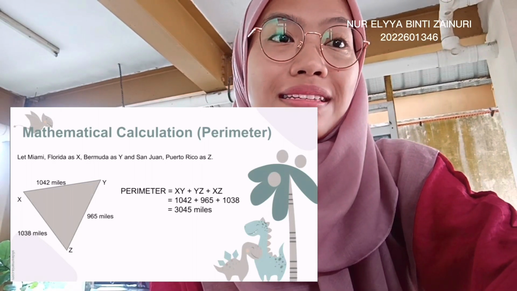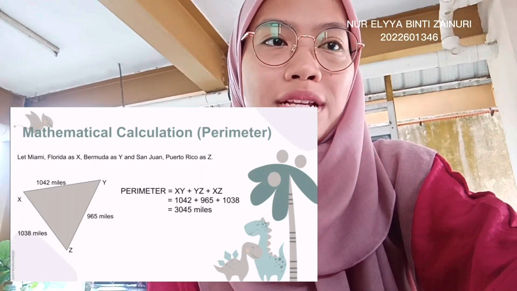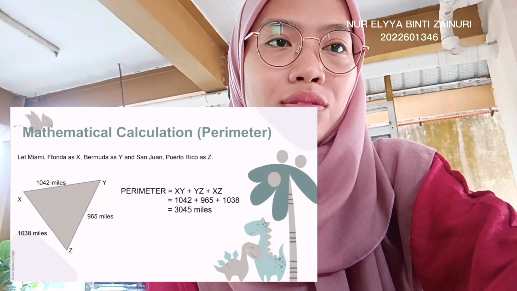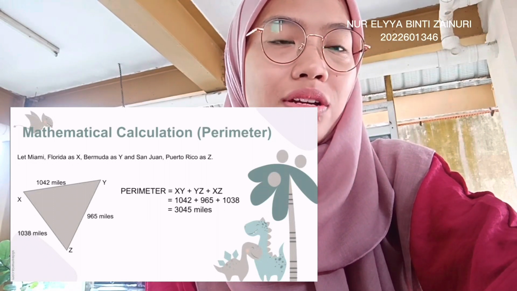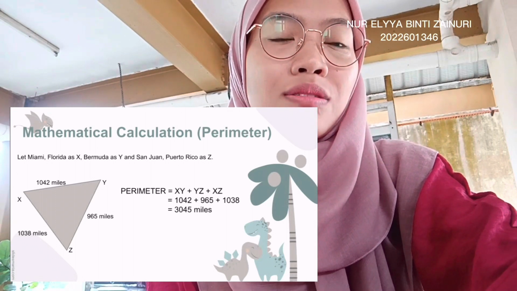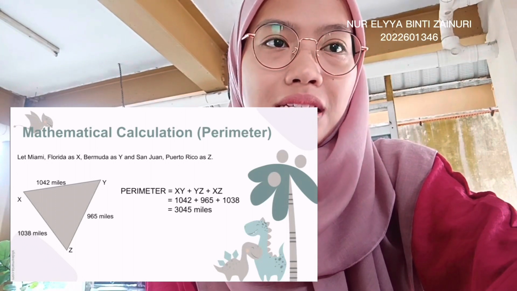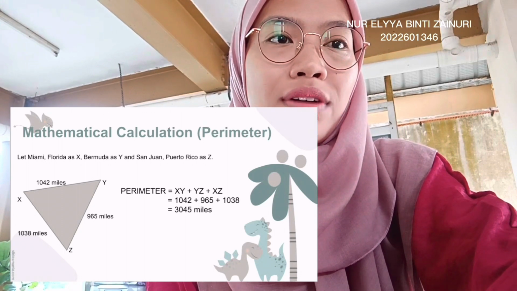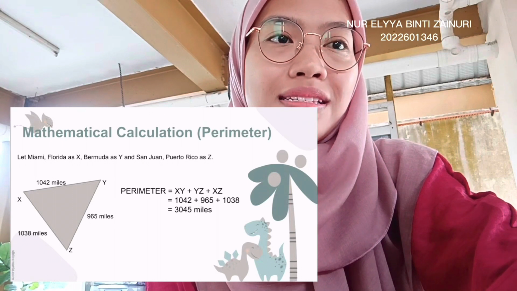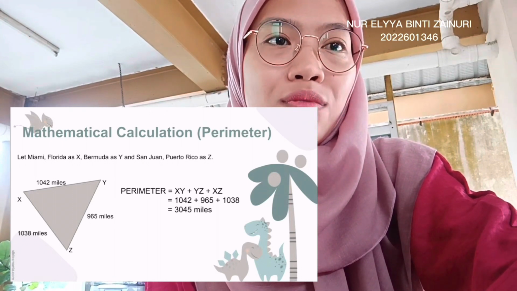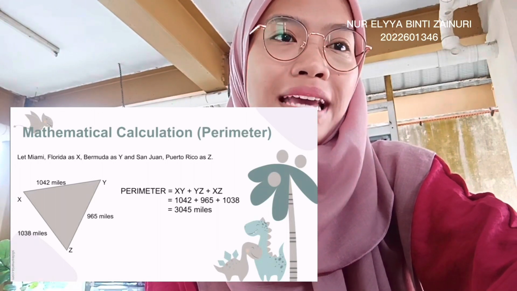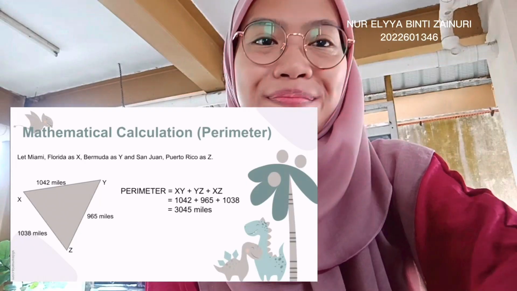I will show you how to find its perimeter. First, let Miami be X, Bermuda be Y, and San Juan be Z. Second, the distance from X to Y is 1042 miles, Y to Z is 965 miles, and X to Z is 1038 miles. We know that perimeter is the distance around the edge of a shape, so we can find the perimeter by adding XY, YZ, and XZ. So 1042 plus 965 plus 1038, and we will get 3045 miles.